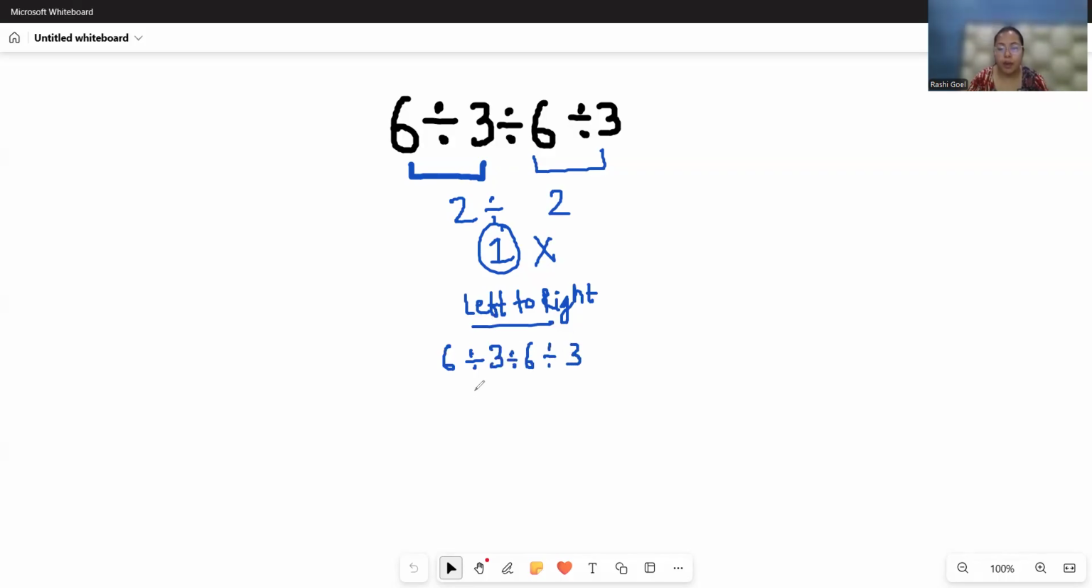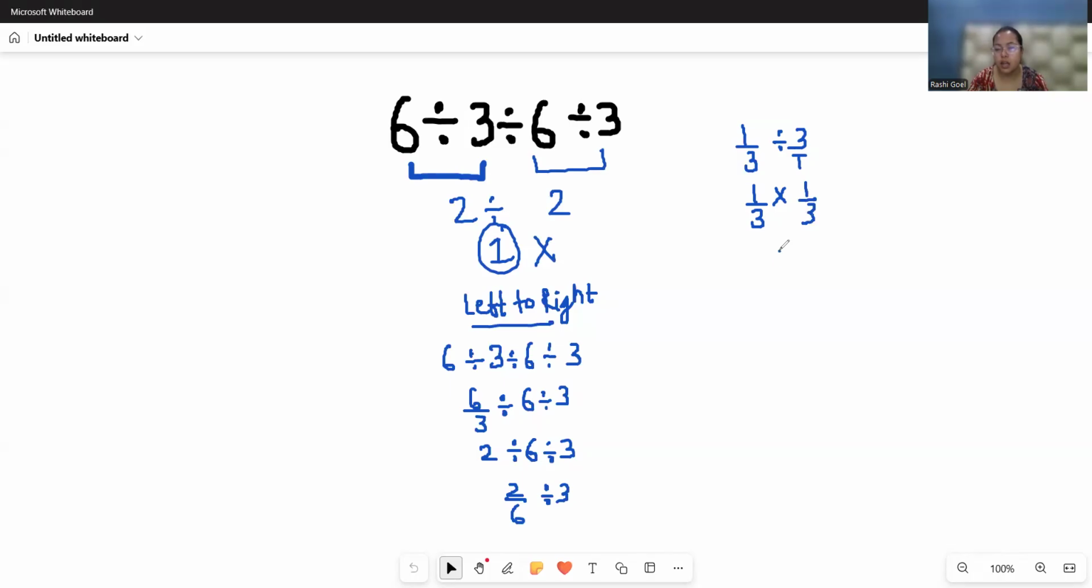So if you are solving from left to right like this, 6 divided by 3 divided by 6 divided by 3, it gives 2 divided by 6 divided by 3. Now again left to right, 2 divided by 6 gives 1 by 3, divided by 3. Now we'll remove this division sign and put multiplication and take the reciprocal of the right-hand side. So our final answer is 1 by 9, not 1. See that huge difference? If you take the right approach, you will reach the right answer.